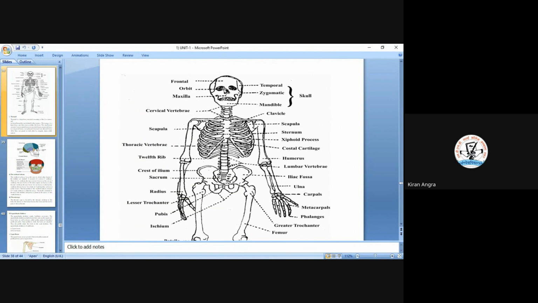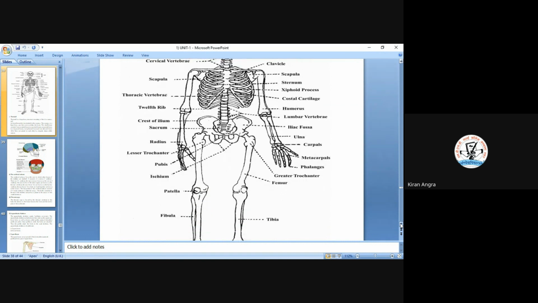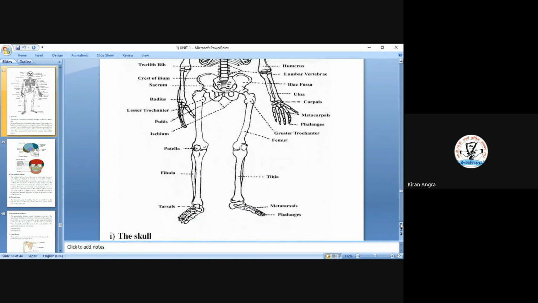There are 33 vertebrae. The top 7 vertebrae are called cervical vertebrae. And the next 12, of the chest, are called the thoracic vertebrae. And then after that, the next lower 5 are called lumbar vertebrae. Next lower 5, which are fused together, are known as the sacrum. And the last portion of the vertebral column consists of 4 fused vertebrae, and they are called the coccyx.